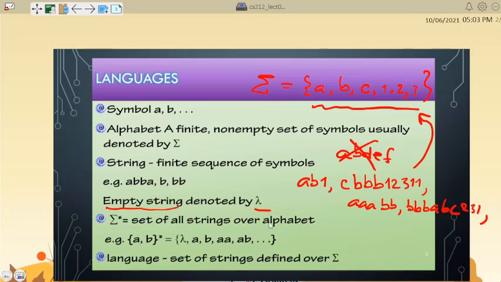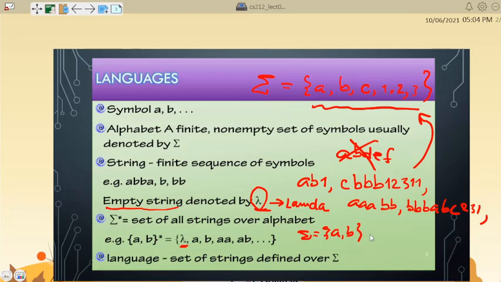We have a special string. We call it the empty string, and we denote it by the symbol lambda. Then we have sigma star. Sigma star is the set of all strings over the alphabet. So this lambda is always in the sigma star. We start with lambda.